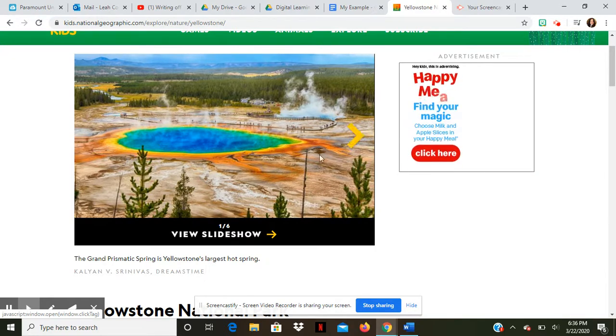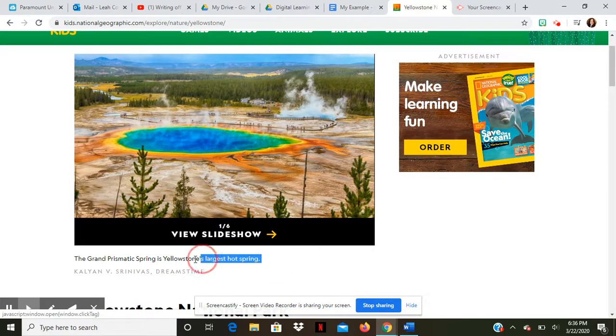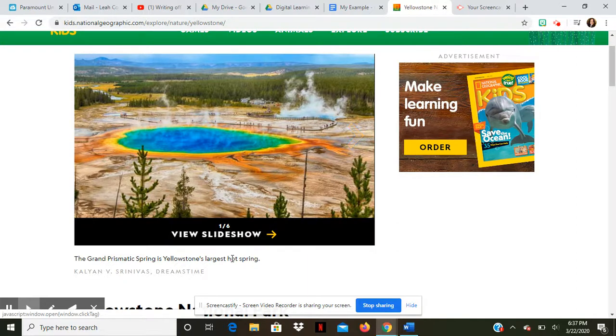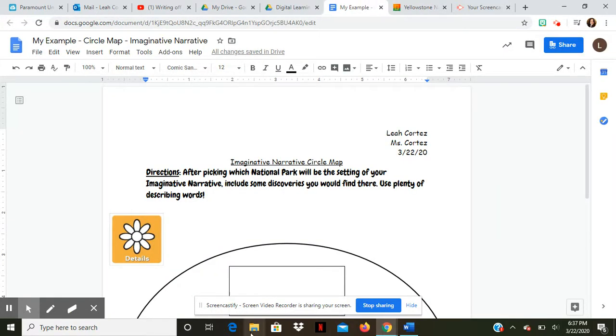All right, so if we look at this picture, we could check out this caption that describes it, this awesome text feature. And it says that this is the Grand Prismatic Spring, and it's Yellowstone's largest hot spring. So what can we find as a discovery in Yellowstone? A hot spring. Now let's describe it. What does it look like to you? Okay, to me, it looks steamy. So I'm going to use steamy as my adjective.